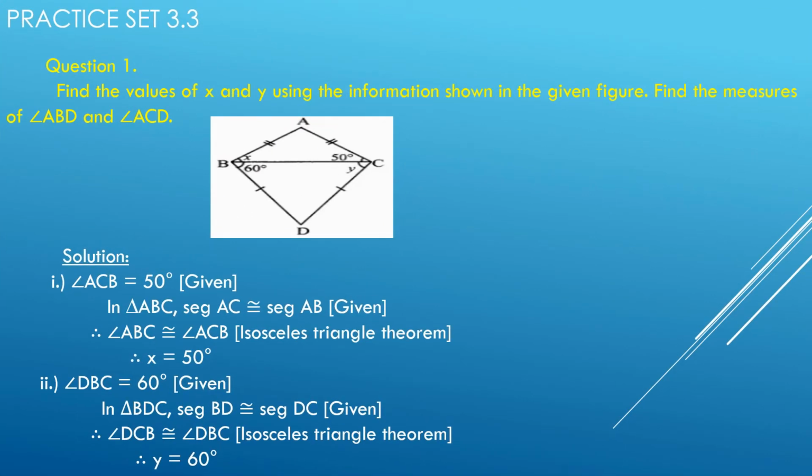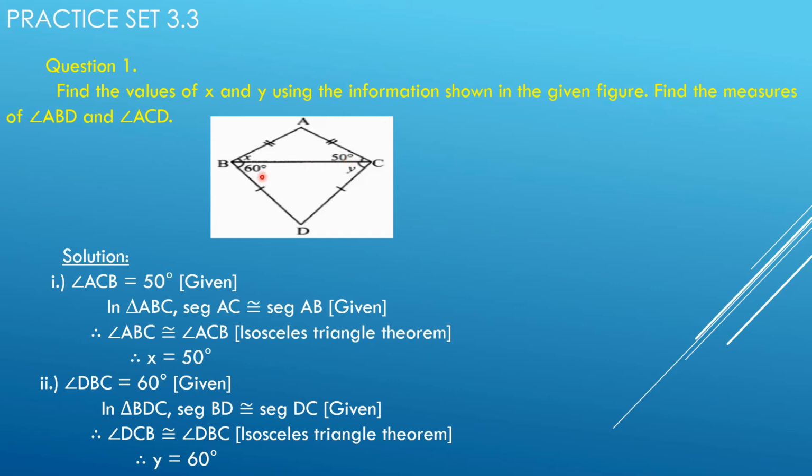Yes, children. Let's move on here. Practice set 3.3. Question number 1. Find the values of x and y using the information shown in the given figure. Find the measures of angle ABD and angle ACD. The figure is already given and some angles are also given.